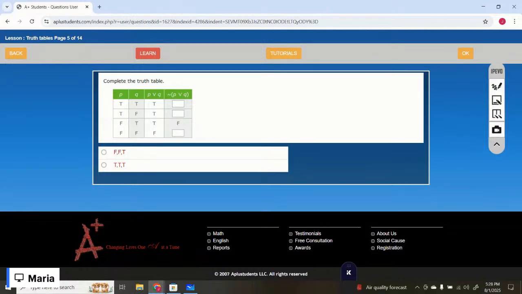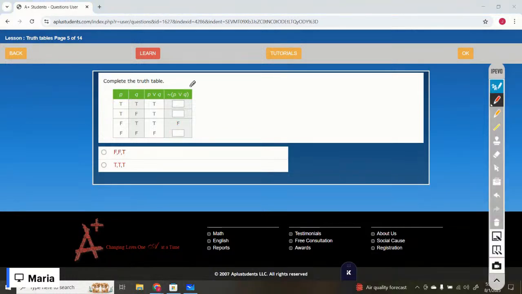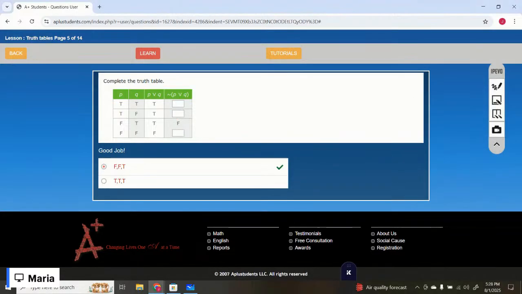Complete the truth table. Negation of P or Q. That is P or Q, negation true, false, false, and true. That is false, false, and true. Option number one is the correct option.